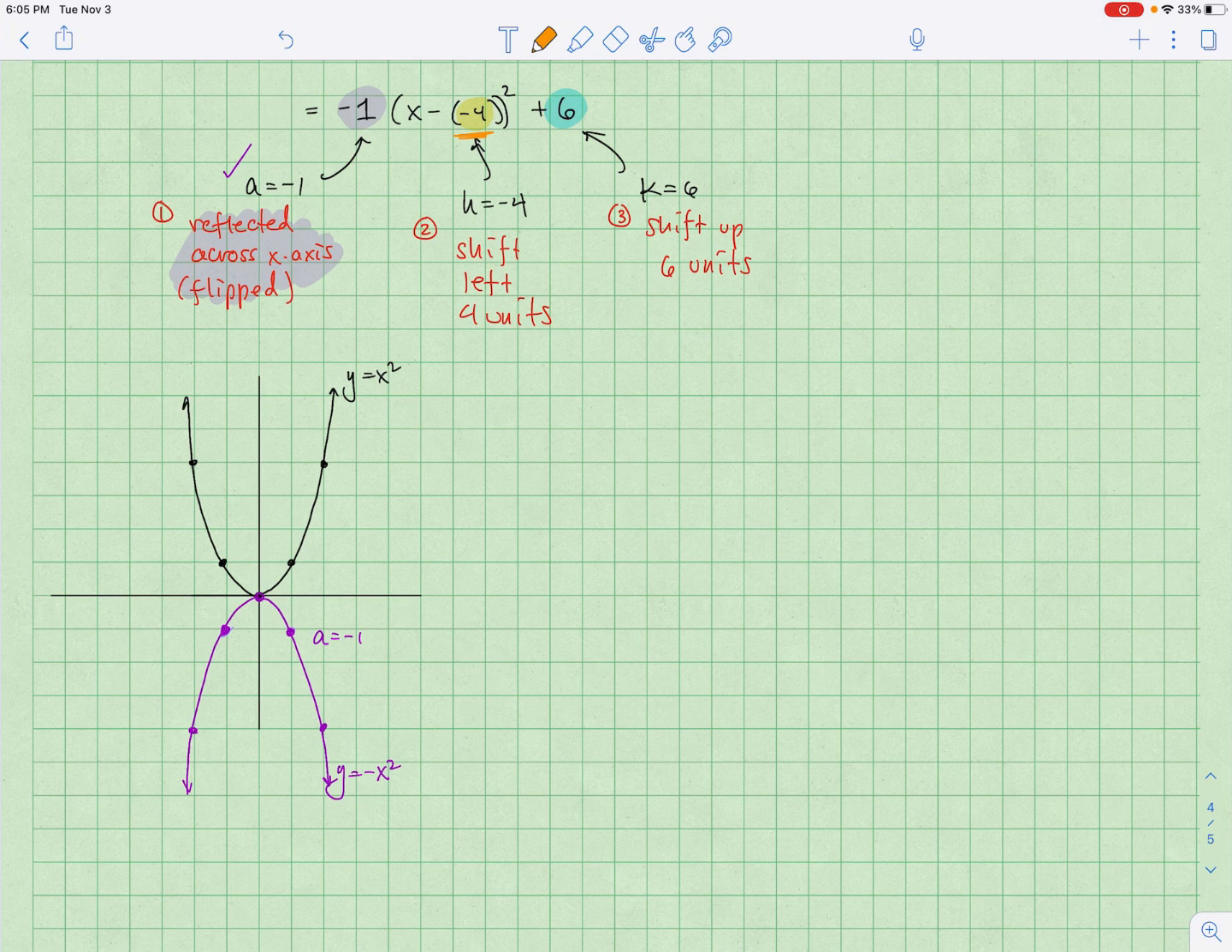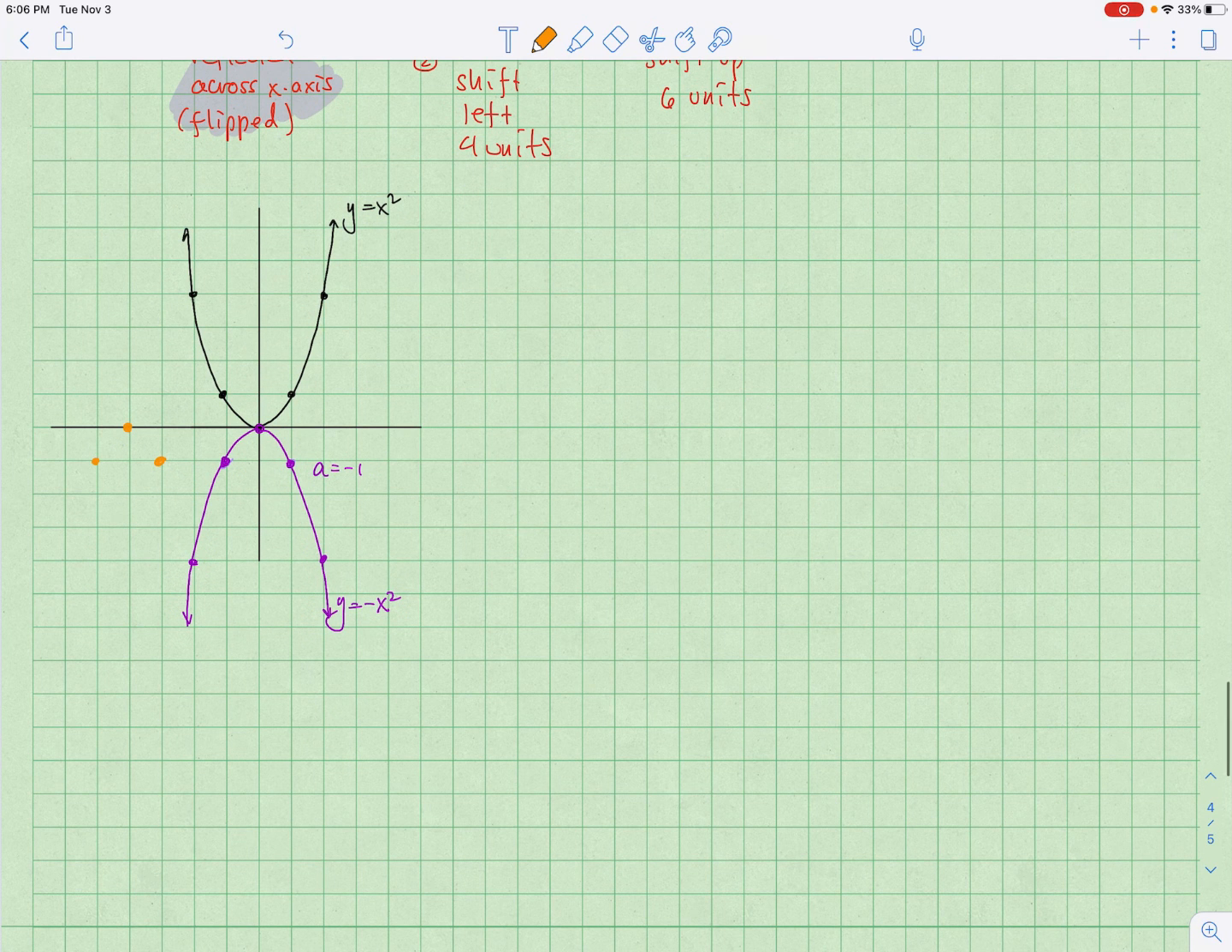So the origin will go to the left 1, 2, 3, 4. This point will go left 1, 2, 3, 4 units. The next point, 1, 2, 3, 4. I know that you can't really see what I'm doing here, but I'm going to each one of these points and counting to the left. 1, 2, 3, 4. And 1, 2, 3, 4.